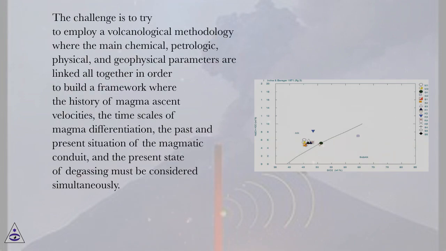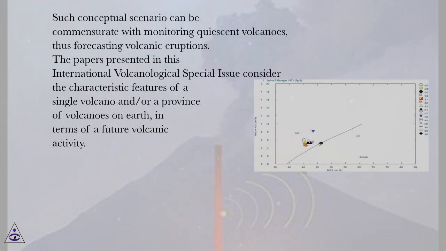The challenge is to try to employ a volcanological methodology where the main chemical, petrologic, physical, and geophysical parameters are linked all together in order to build a framework where the history of magma ascent velocities, the timescales of magma differentiation, the past and present situation of the magmatic conduit, and the present state of degassing must be considered simultaneously. Such a conceptual scenario can be commensurate with monitoring quiescent volcanoes, thus forecasting volcanic eruptions.